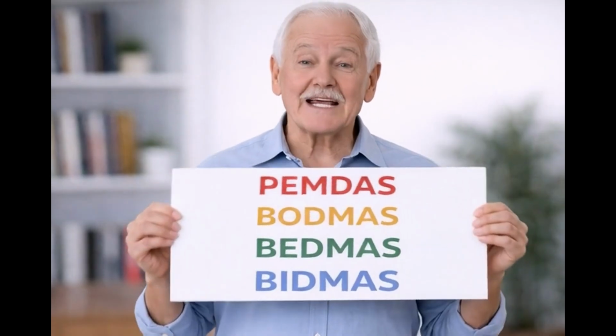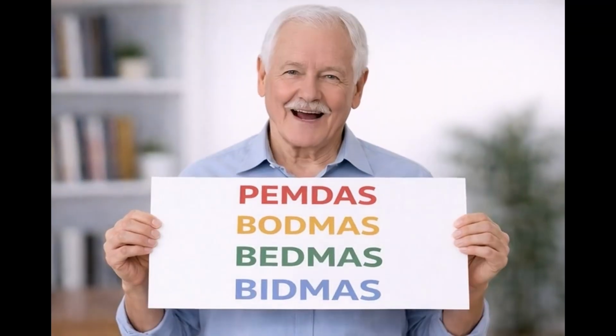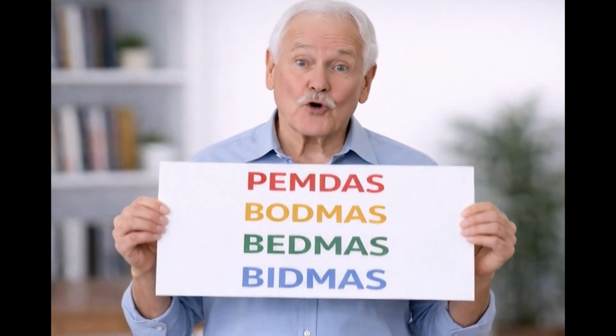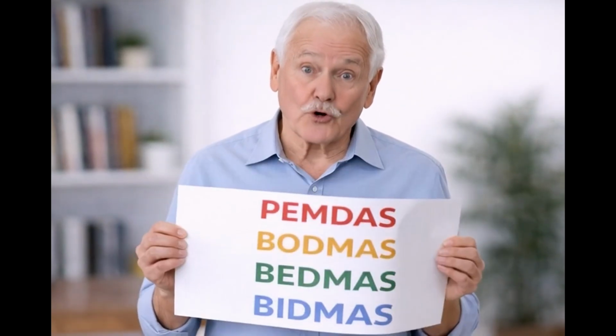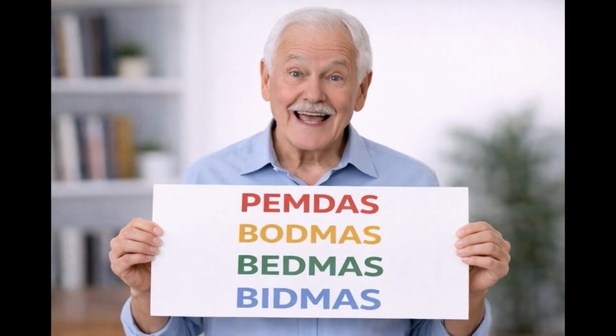These are all different ways to remember the order of operations in mathematics. Now, all of these acronyms describe the same 4 steps of order of operations. Step 1 is parentheses or brackets. Step 2 is exponents, factorials, or square roots, anything that is shorthand for repeated multiplication.